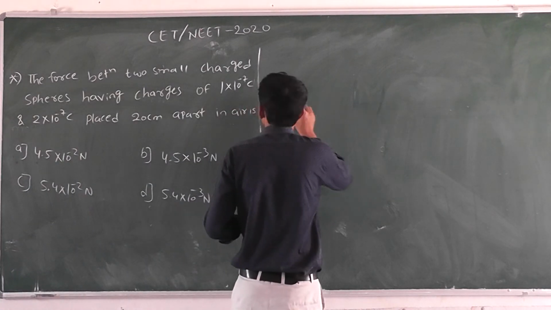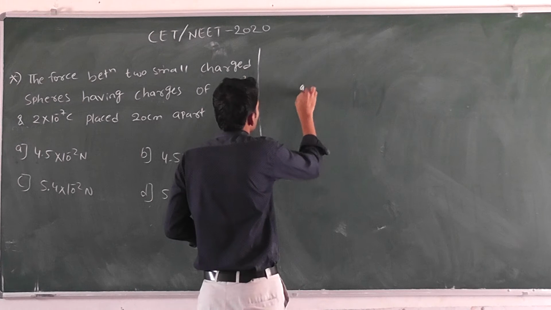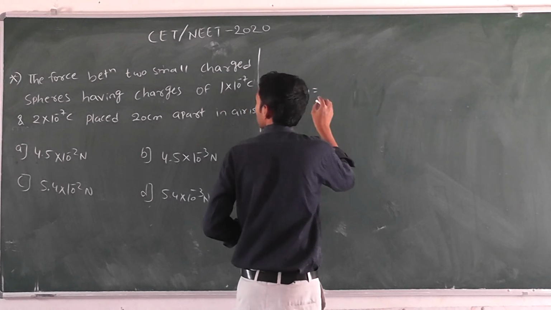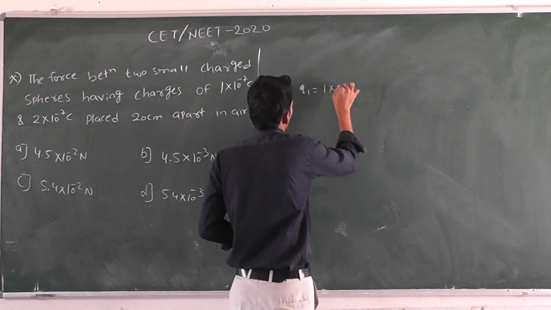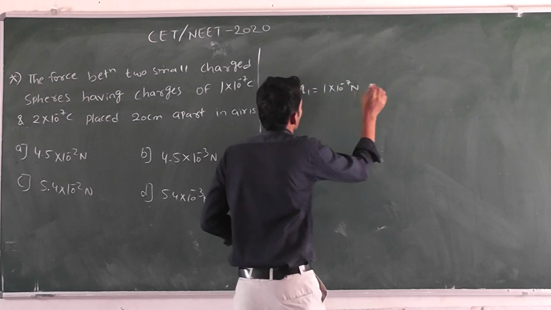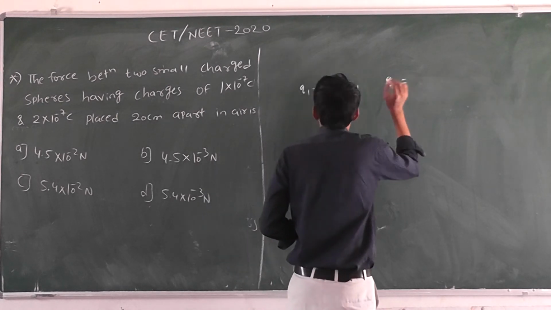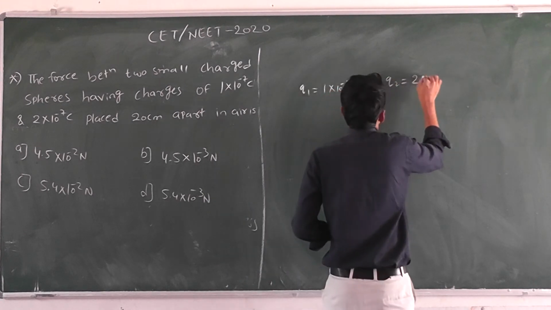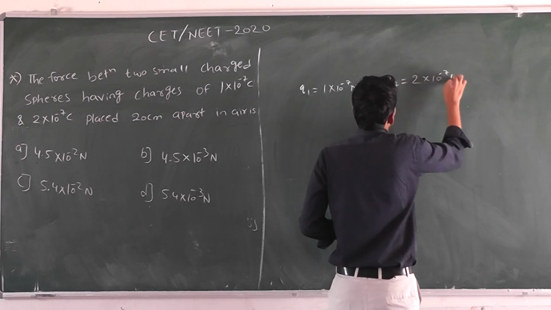So which formula are we using? Coulomb's law formula we are using. Okay, charge Q1 is given. How much is it? Charge Q1 is 1 into 10 to the power of minus 7. Charge Q2 is also given. How much? Charge Q2 is 2 into 10 to the power of minus 7.